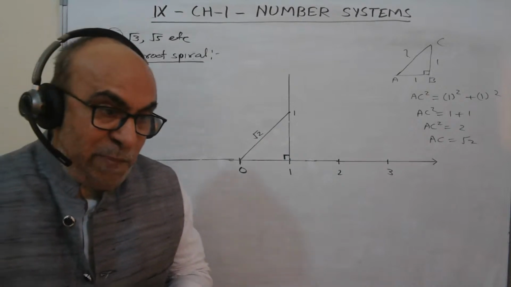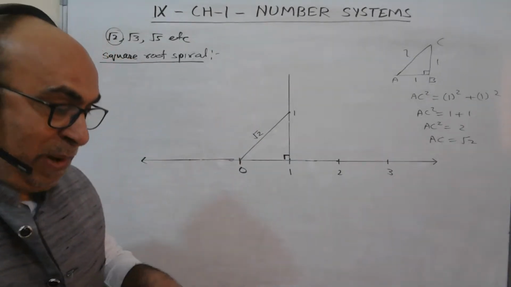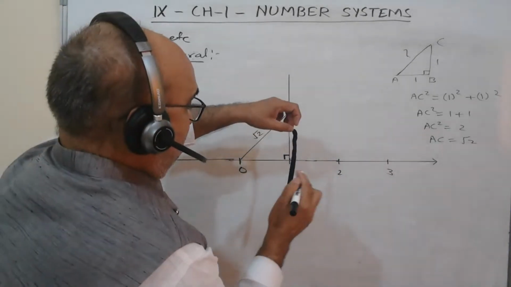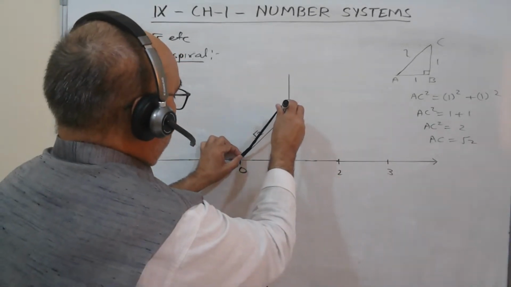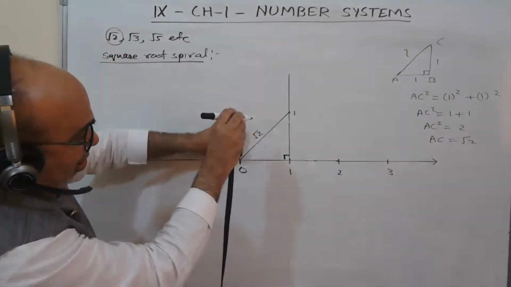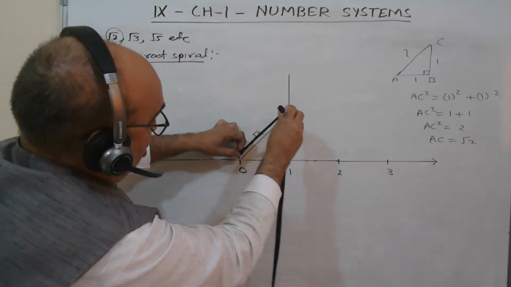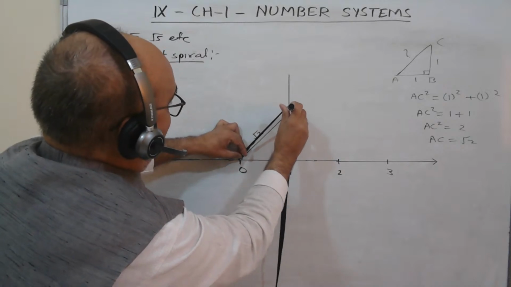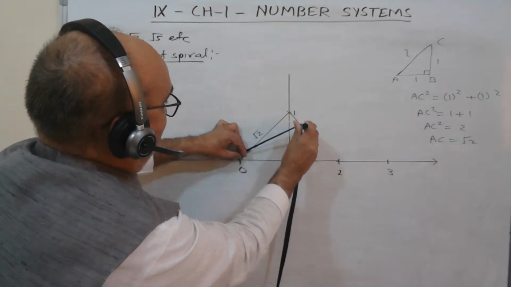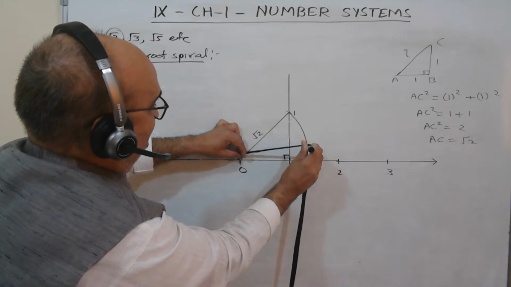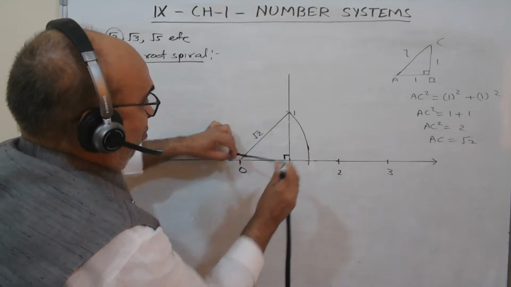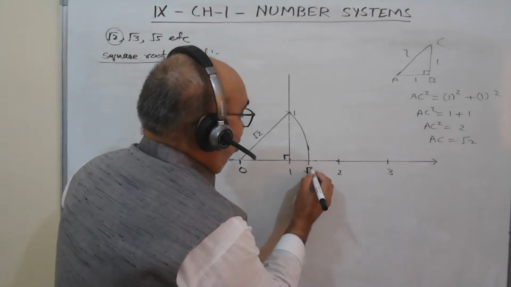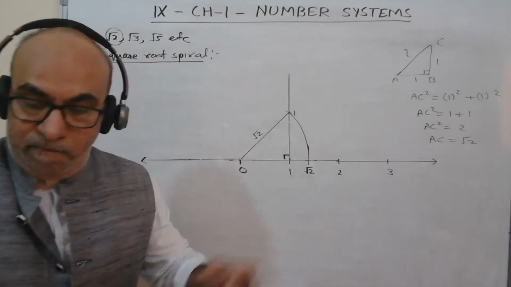So now if you want to represent square root 2, you need a compass. I don't have a compass, so I'm using this. So here, keep the needle of the compass at 0, and then you take it to the point and draw an arc. Then that arc will intersect the number line at a point. That point represents square root 2 on the number line.